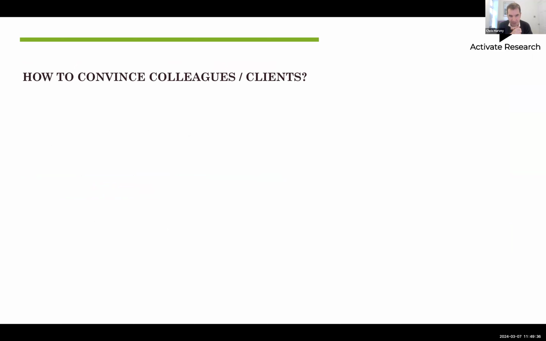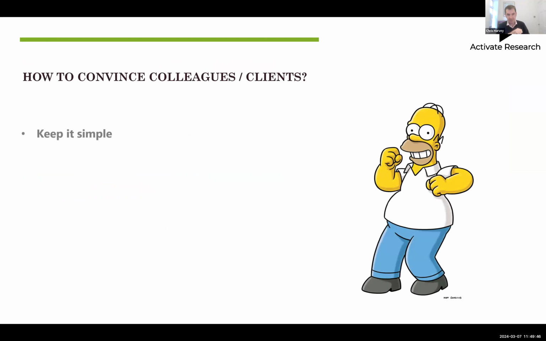Another key challenge I've found working with clients is how to convince either colleagues or, a lot of the time, clients about behavioural science. Three quick tips on that. The first is basically to try and keep it as simple as you possibly can. I think all of us, particularly as researchers, are quite curious people. We always want to learn more, but there are limits to the extent to which people can take in lots of new information. So thinking of people as Homer Simpson, keeping it simple, presenting simple information to people is generally the best way to go.